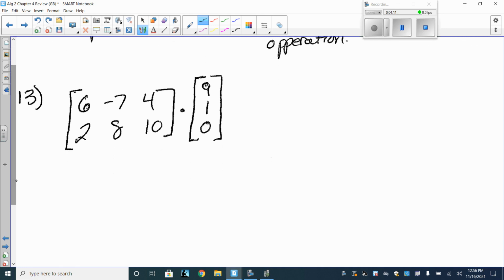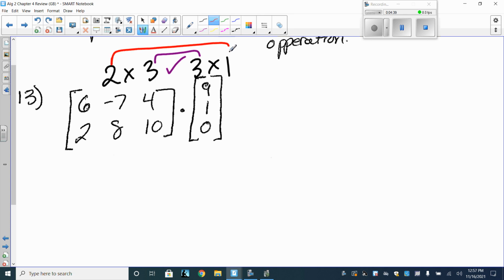So this one here, when we multiply, the number of columns in the first has to match the number of rows in the second. And I just flipped that. So this here would be a 2 by 3. And here we would have a 3 by 1. Which it does match. The number of columns in the first matches the rows in the second. So that means we can multiply it. Now, it also tells us that the new dimensions are going to be a 2 by 1.